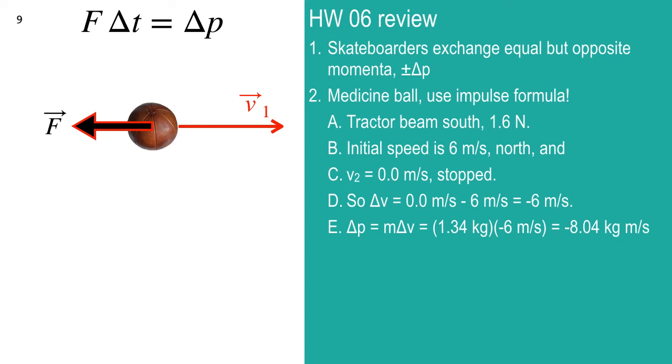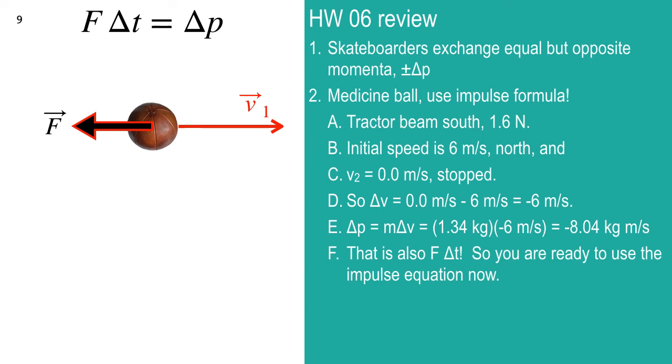Now we've got to the point where we can put stuff into the impulse equation. We already have F. That's 1.6, and it's going to be negative. And I've got delta P, that's negative 8.04. Your clicker question is coming up in just a minute. You're going to do a calculation on this very same one, so write down the mass and the V1 and V2. You're going to have a different tractor beam. This is the high-quality Acme tractor beam, and we're going to use brand X, a little bit weaker, on your first clicker question. So make sure you have this all written down.